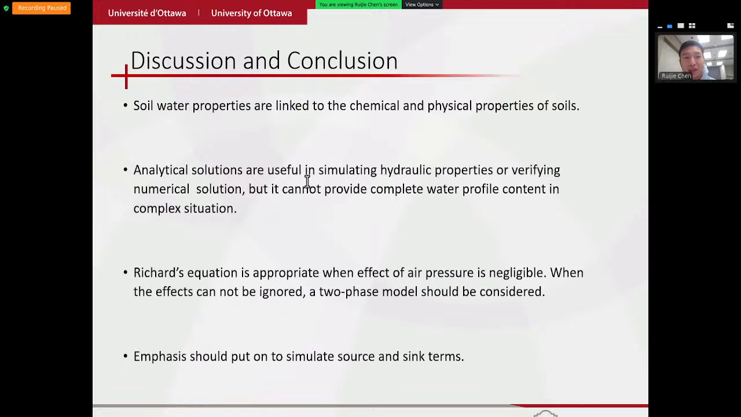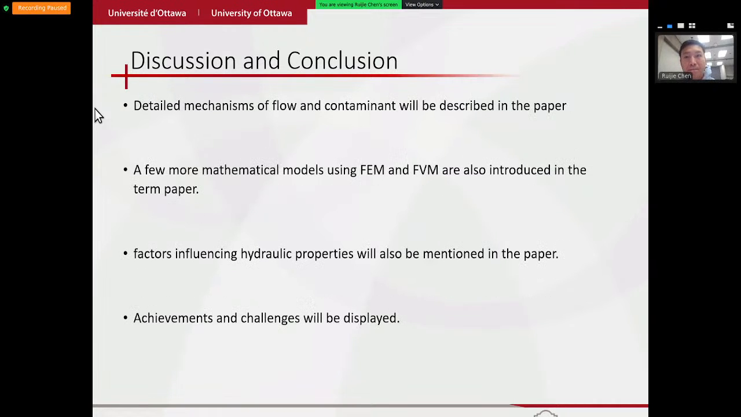The third one is about the Richards equation. This equation is appropriate when the effect of air pressure is negligible, but when the effects cannot be ignored, a two-phase model should be considered. It should be more appropriate. The most difficult term to simulate is the source and sink terms, so emphasis should be put on those. Further, more detailed description of the flow and contaminants in unsaturated soil will be given in the term paper.